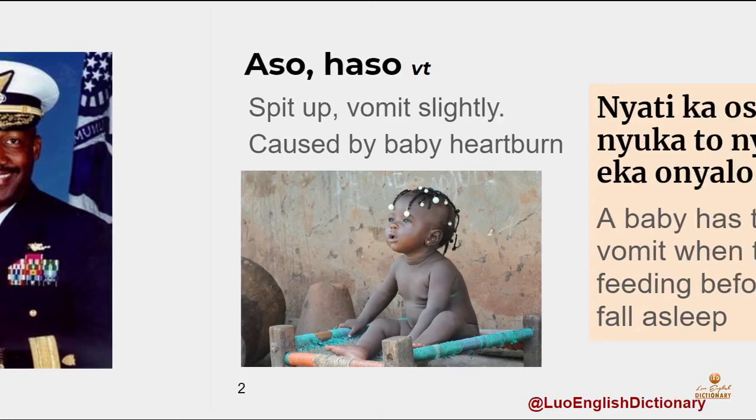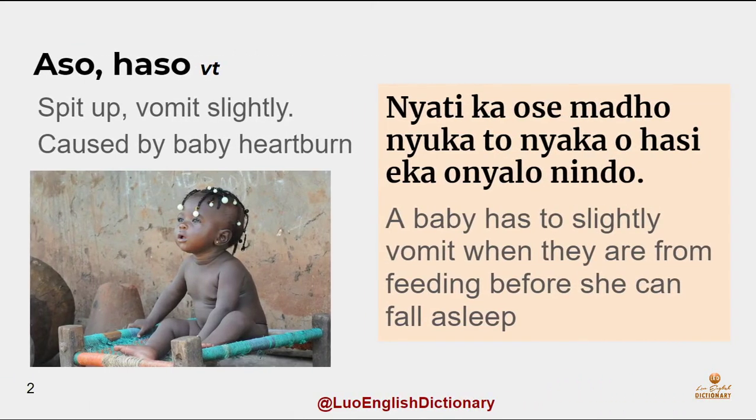The second word is aso or haso. Sometimes the H is silent, sometimes it's not. So you can say aso or haso. Aso is to spit up or to vomit slightly. You know, like when you give a baby some food, maybe some liquid food, and they have a heartburn, and then they just vomit slightly. That is called aso or haso.